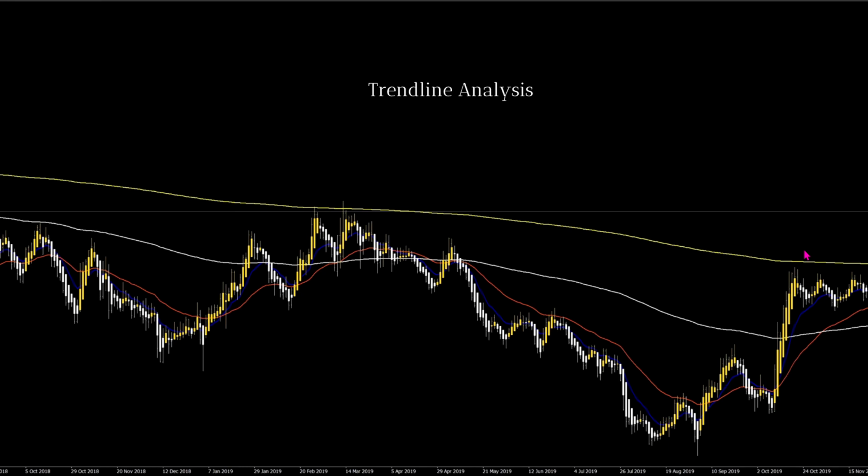We study the general health of the trend. The reason we do this is to spot the first possible trend line break. So we can use some tools here to help us identify the weakness.